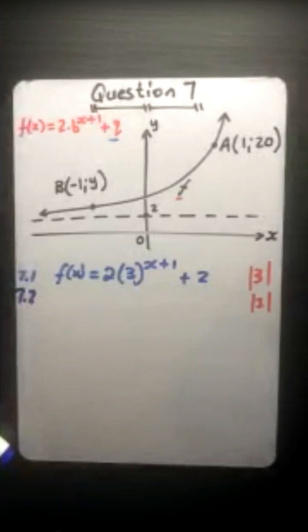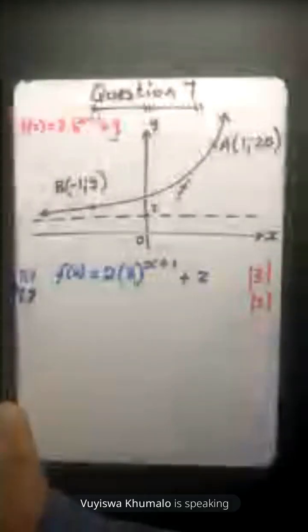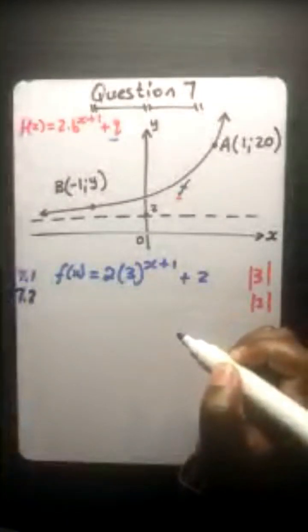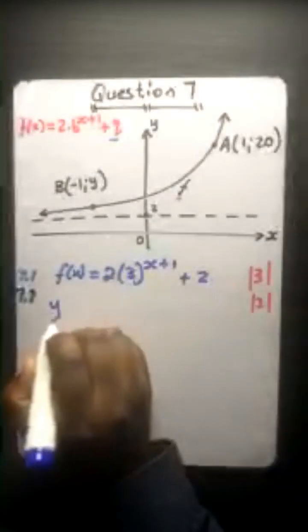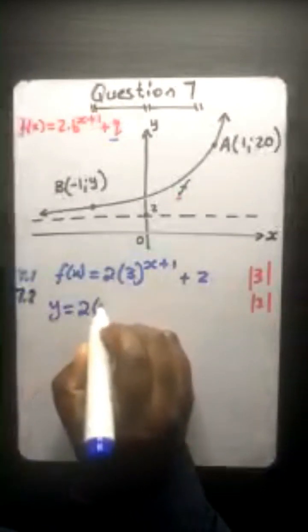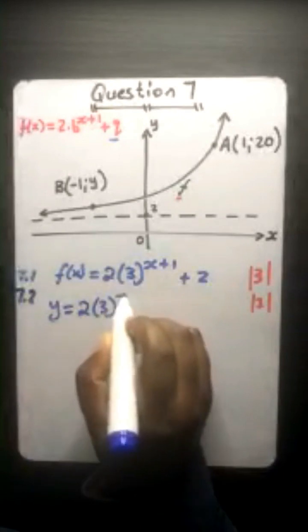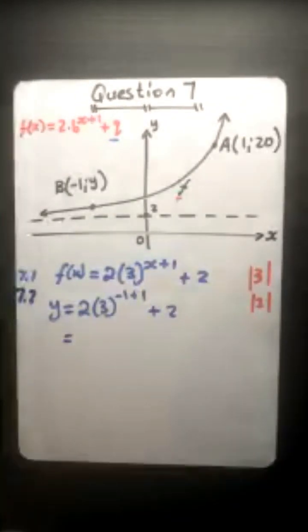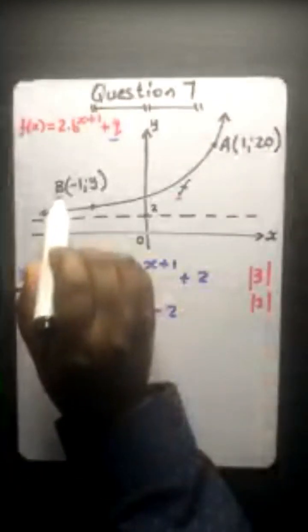Yes. I'm not sure, but I think what you'll do is, they gave you the x coordinate of B, so you substitute it into the formula. So it'll be like y equals 2 open brackets 3 close brackets to the exponent -1 plus 1 plus 2, which will give you the y coordinate. 100%.